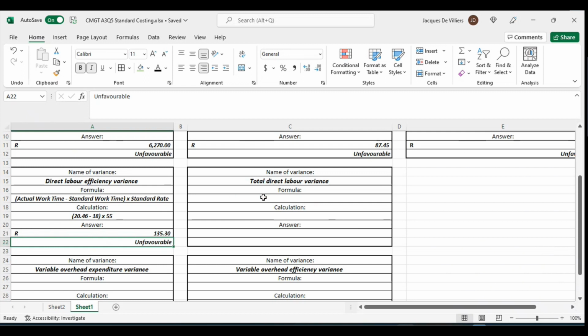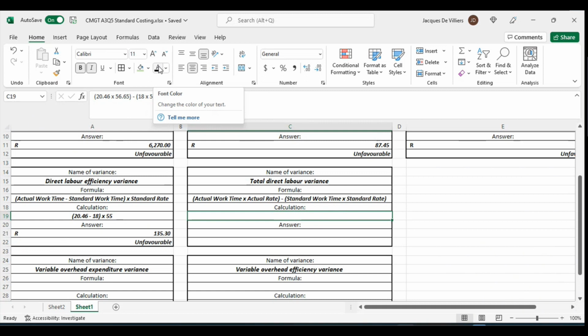If we look at our total direct labor variance, the formula there is the actual work time multiplied by the actual rate minus the standard work time multiplied by the standard rate. Now, the actual work time, we already had it there. It was 20.46. We saw that we paid the guys a little more than we planned per hour. We paid 56 Rand 65. And what we planned was 18 hours at 55 Rand.